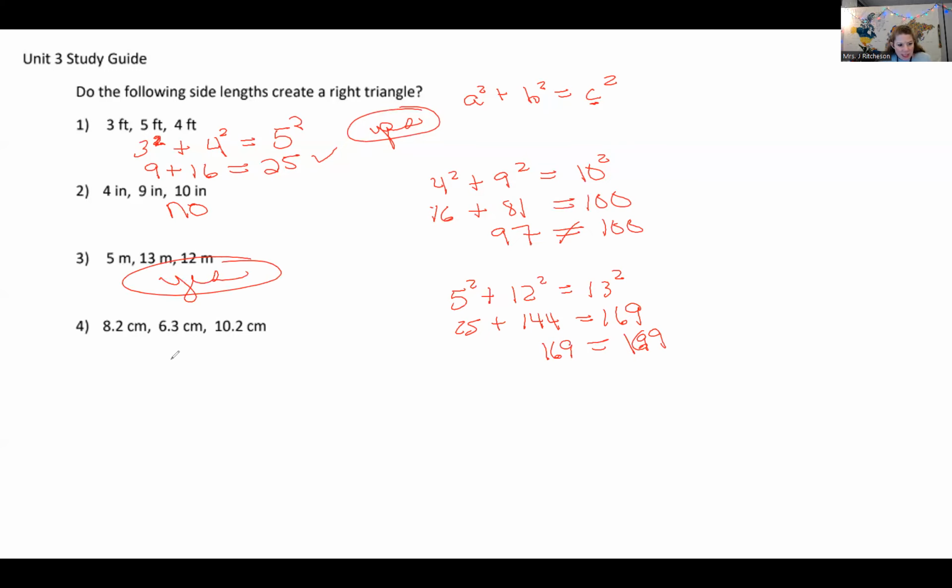And then this one, we're going to have 8.2 squared plus 6.3 squared. Does that equal 10.2 squared? I don't know. When I put it in my calculator, I find that 8.2 squared plus 6.3 squared is equal to 106.93, and 10.2 squared is 104.04. So it's close, but no. Number 4 is no. So we have yes, no, yes, no.